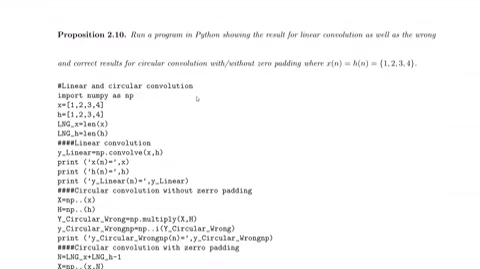Now, run a program in Python showing the result for linear convolution as well as the wrong and correct results for circular convolution with and without zero padding, where both sequences are assumed to be the test pattern 1, 2, 3, 4. Okay, let's run the program inside Python.